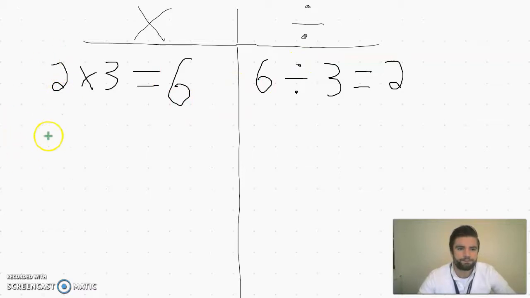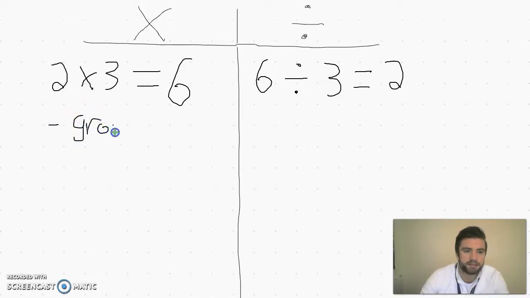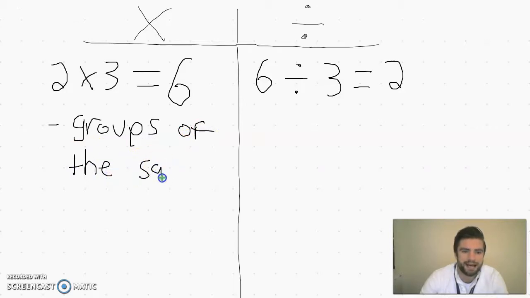So, a multiplication problem we can turn into words. If we turn this multiplication problem into words, we can say that 2 groups of 3 equals 6 total. So when we're talking about multiplication, we're talking about groups of the same size. Should have written this before. It's taking me longer than I thought. So groups of the same size.